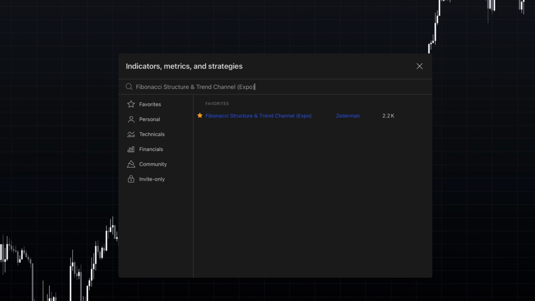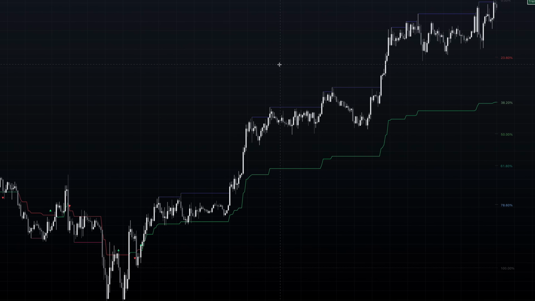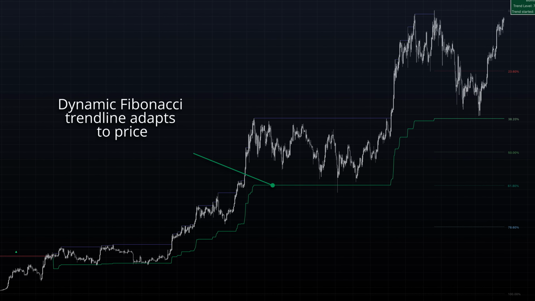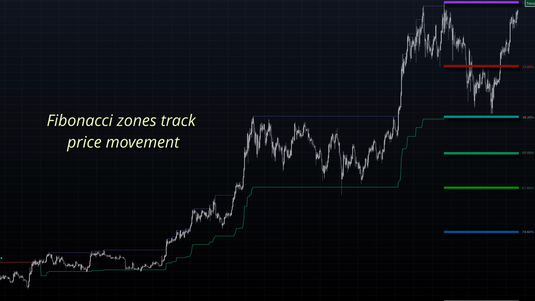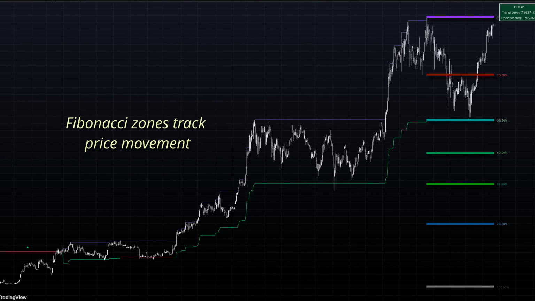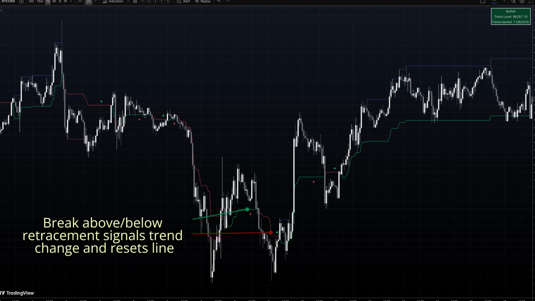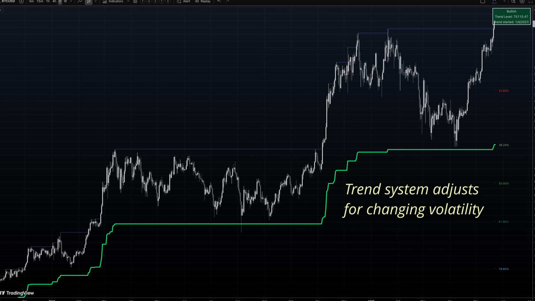Created by Zierman, this Pine script indicator identifies trend direction and potential reversal points using Fibonacci retracement principles combined with structure analysis. The system dynamically calculates a Fibonacci trend line based on significant highs and lows, adapting as price action evolves across the chart. The indicator monitors price movement relative to key Fibonacci levels, with the default set at 0.382. When price breaks above or below the calculated retracement level, the trend direction changes, generating a new reference line. This adaptive approach creates a trend-following system that accommodates market volatility while filtering minor price fluctuations.